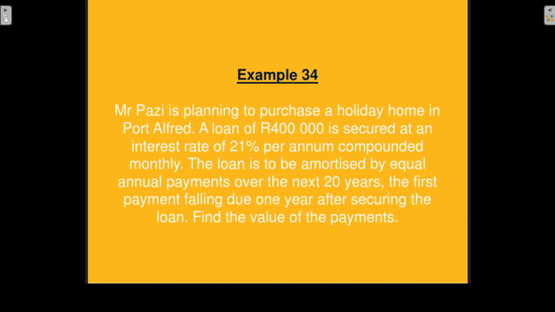So we say that this is a complex annuity because the payment period and the compounding periods are not the same. The compounding period is monthly and the payments will be annual payments. So that is why we say that it's a complex annuity.